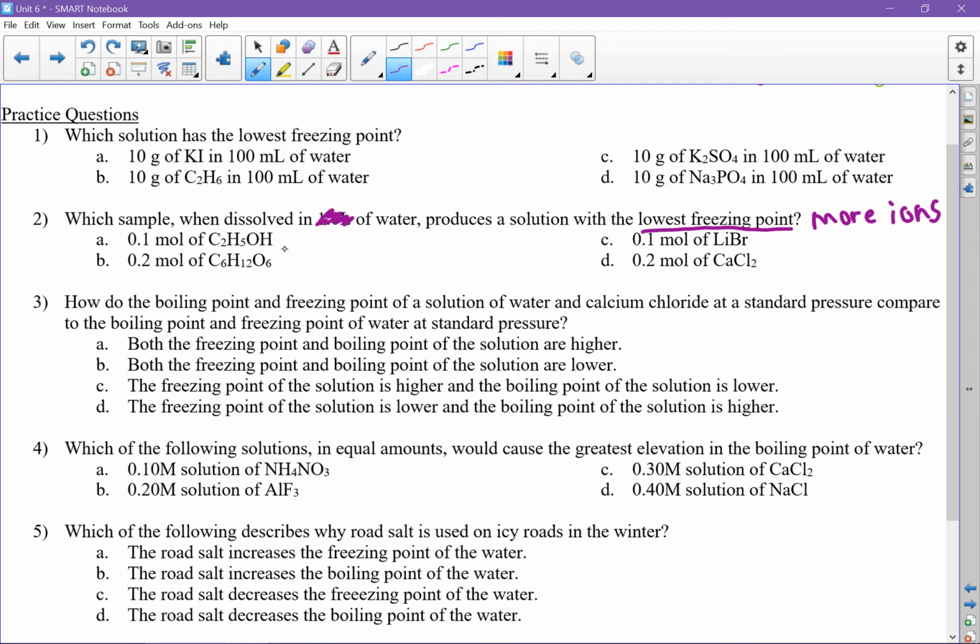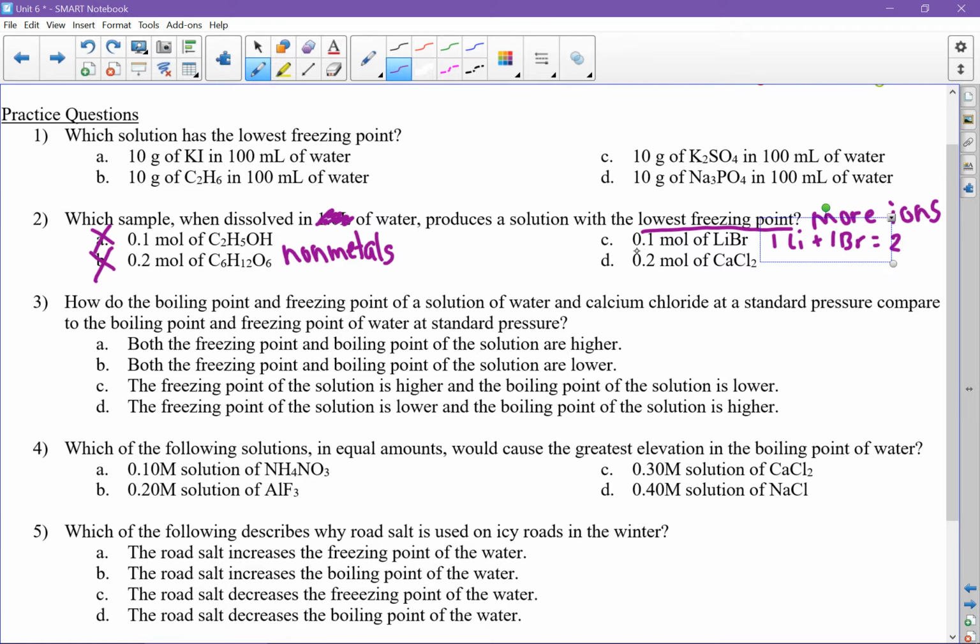A and B are all nonmetals. That means that they're not going to dissociate, they're not going to make any ions at all. So you automatically can cross those off. So we just have to decide between C and D. Okay, so in C, let's count the ions. There's one Li ion, and then there's one Br ion. Altogether, that gives me 2.